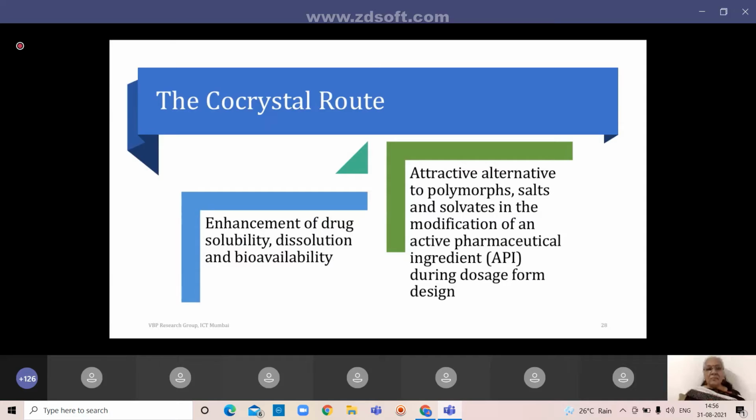Co-crystal route: majority of the time, again, the co-crystal route is being utilized for enhancement of drug solubility and therefore dissolution and bioavailability. Again, co-crystals are an attractive alternative to polymorphs.